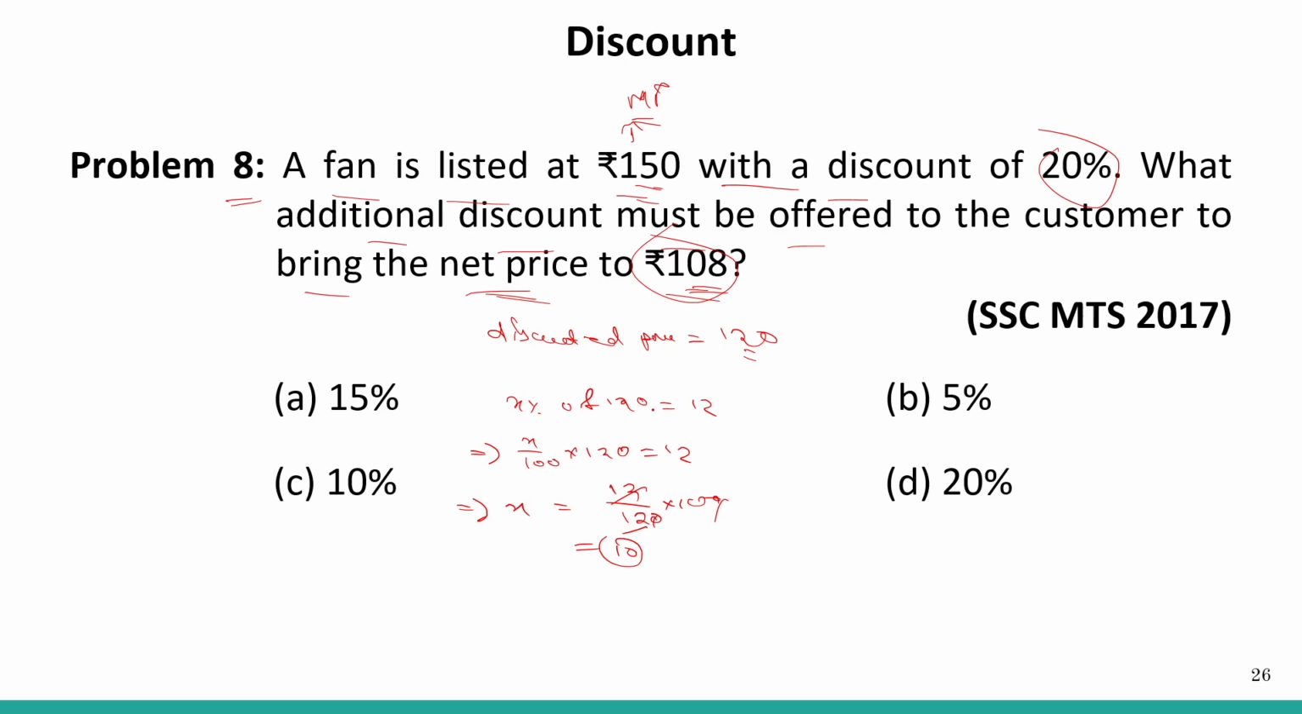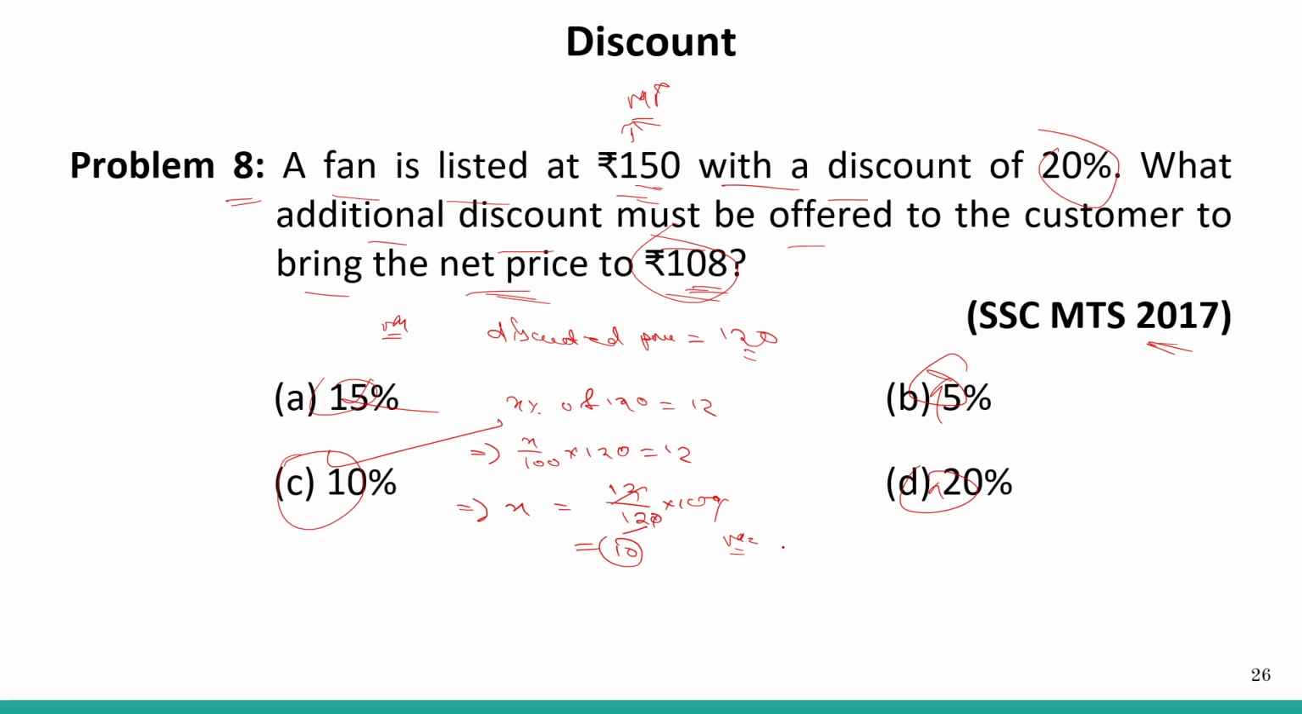Okay, so let's see an alternative method. So how we can also solve this question. So this is by method 1. So this question has appeared in the SSC MTS 2017 paper. So among these four options, only this one is the correct one, and these are all wrong answers. Okay, so what is method 2?